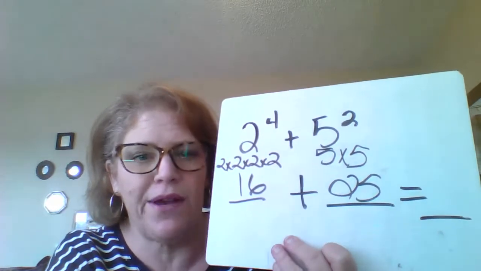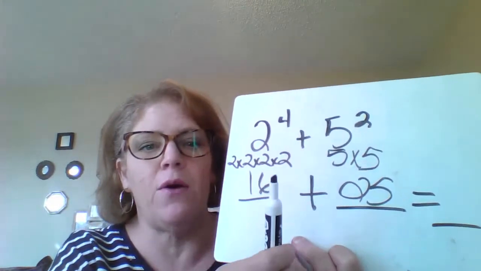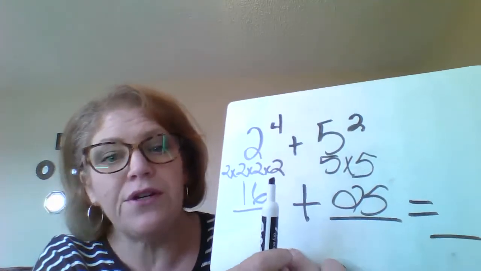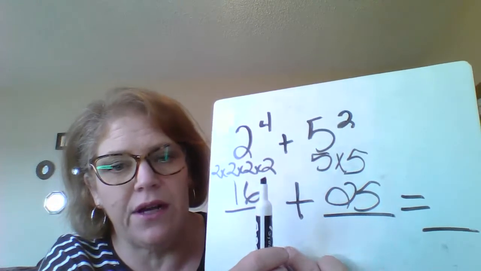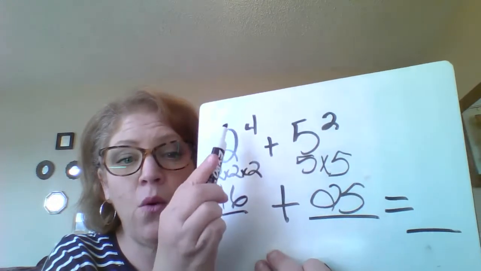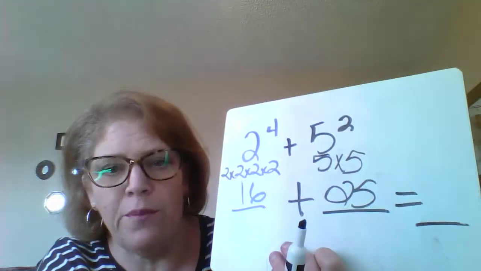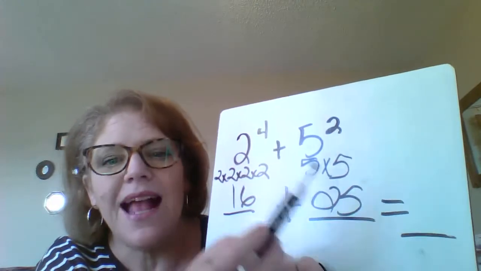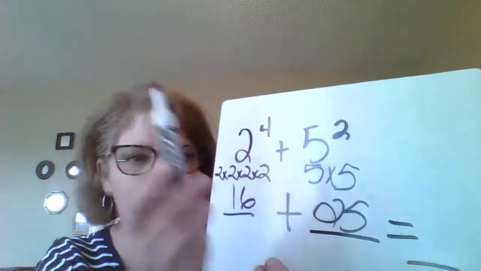What is this expressing? And you have to figure that out by multiplying. Now, some of these might be bigger numbers than others. Don't be afraid to use your calculator on this, okay? Use your calculator to figure out what 2 to the 4th power is and what 5 to the 2nd power is if you need to, and then do the addition and give me the answer.